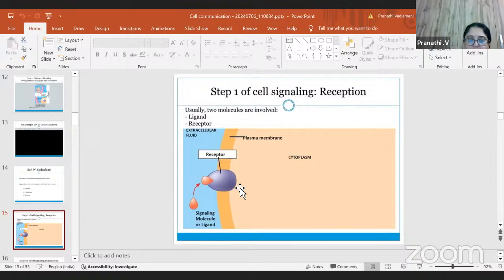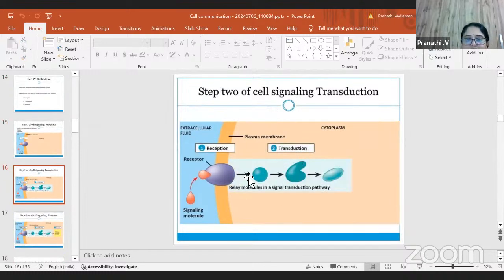Extracellular fluid, cytoplasm. So again, once this is done, what is going to happen next? This signaling molecule should relay the information it is carrying, or why it is present, to within the cell. Finally, it should go and act upon the target, which is the result that we are going to get. So you have a relay of molecules. There are many of them in the signal transduction pathway, in fact amplification molecules.